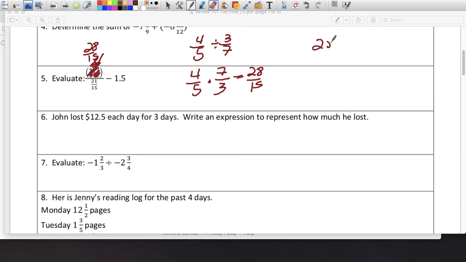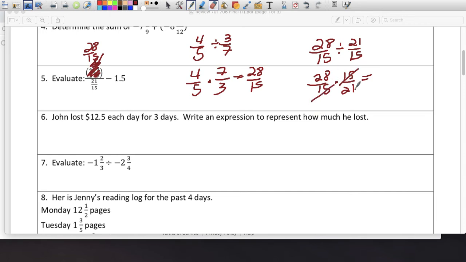So I'm going to write 28 over 15 divided by 21 over 15, right? I'm not even worried about the minus 1.5 yet, so let's just do this together. So keep, change, and 15 over 21. So nice, these two cross out.